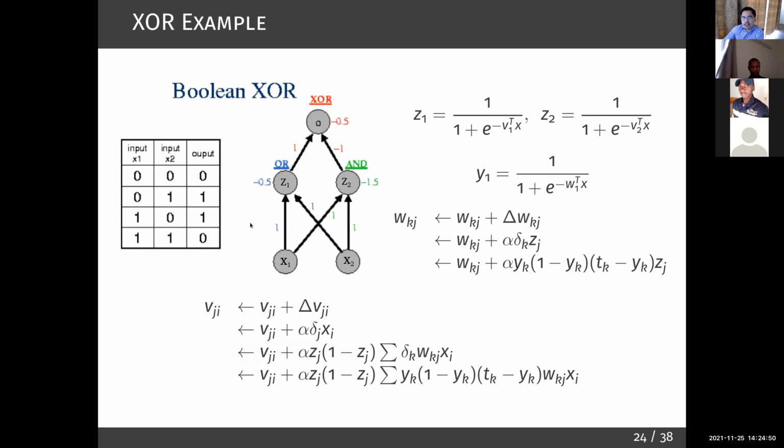One example is, again, the XOR, because we know that the XOR classification cannot be solved using a perceptron, or rather a single layer perceptron. But in this case, we're going to add one layer and see that by adding one layer, it will be able to classify correctly. So now we have two inputs, X1 and X2.